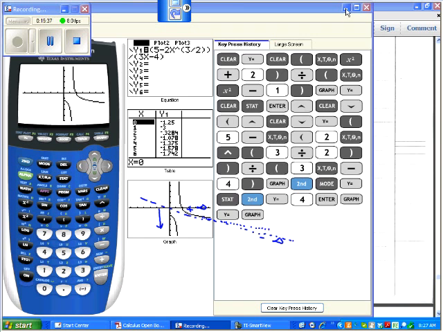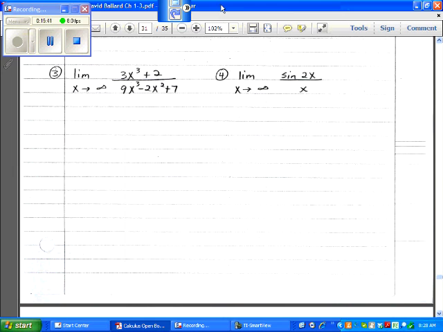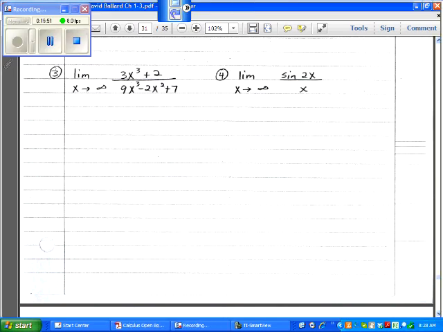So there's the verification graphically of question number 2. All right. Question number 3, we have the limit as x approaches infinity. Now, how would we approach this situation from an algebraic standpoint? We would divide the numerator and denominator by x cubed.